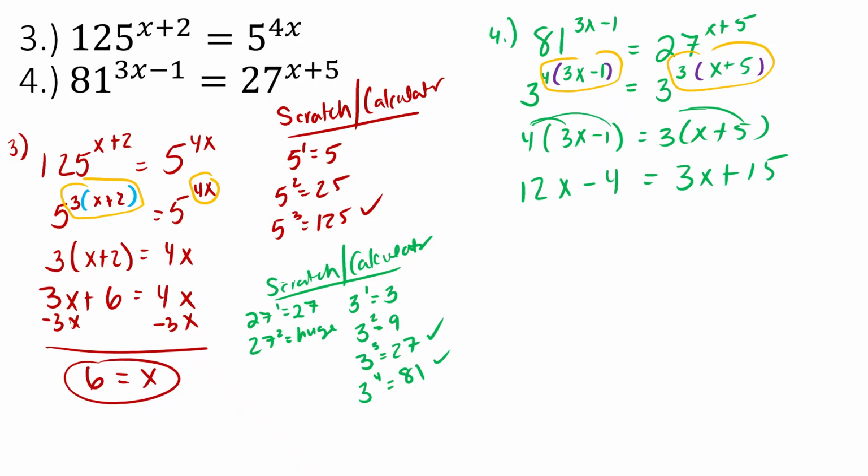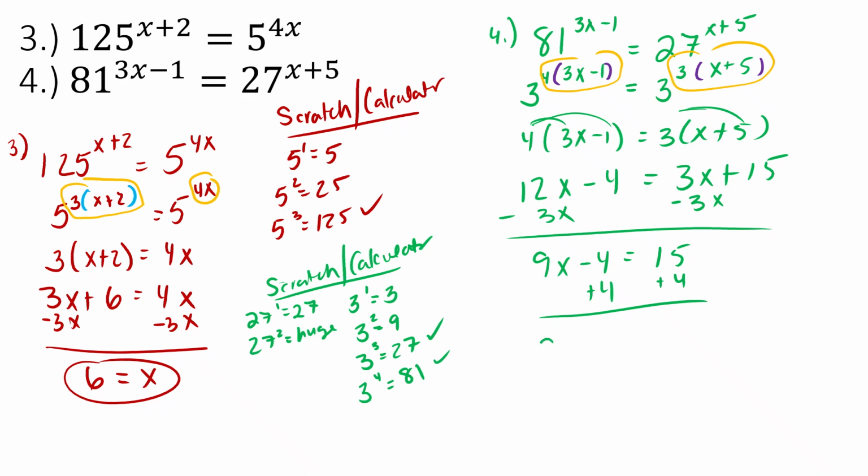All right, so we have a linear equation here. So let's go ahead and solve that for x. We'll be subtracting 3x from both sides. So 9x minus 4 equals 15. Add 4 to both sides. So 9x equals 19. And divide both sides by 9 to get x is equal to 19 over 9. And I'm not messing with that. Okay. That cannot be simplified because 19 is a prime number, and I also don't want to simplify it.